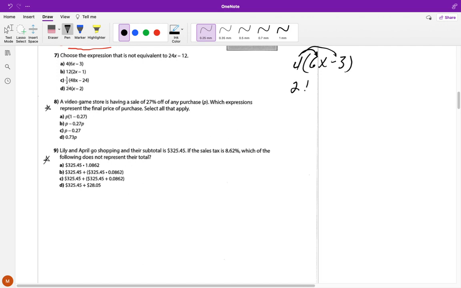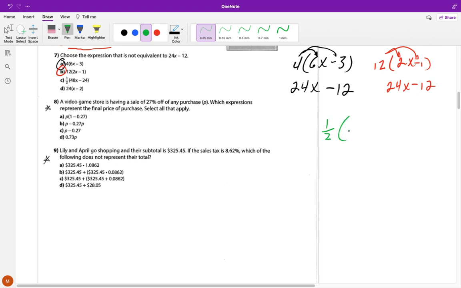So 4 times 6x is 24x. 4 times negative 3 is minus 12. 24x minus 12. So yes, A is an answer. Then we can go ahead and try the next one. 12 times 2x minus 1. Well, we're going to distribute in, so 24x, distribute in, minus 12. We see that that still also is an answer. The next one, we have 1/2 of 48x minus 24. Well, when we distribute this in, this gives me 24x, because half of 48, and half of 24 is 12, so minus 12. That one is also an answer.